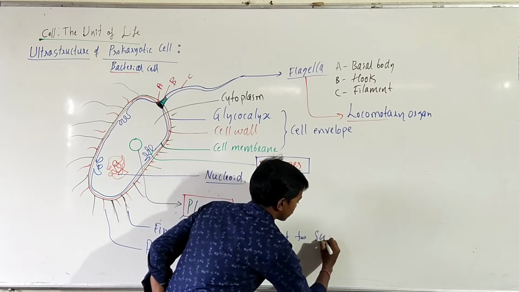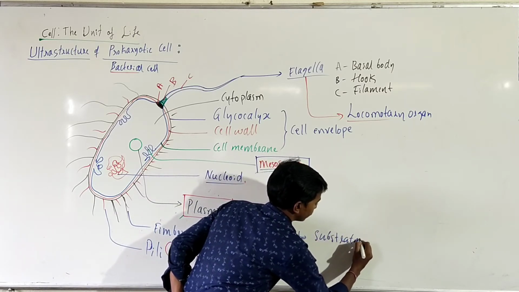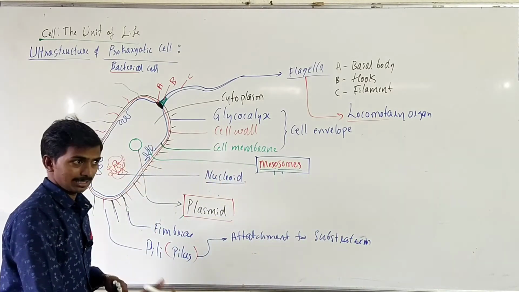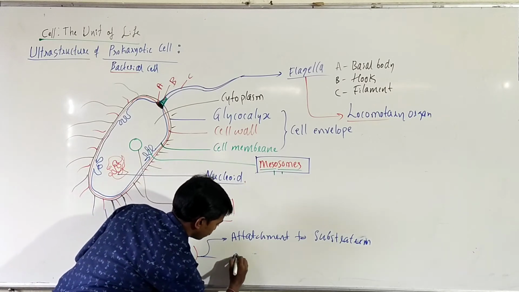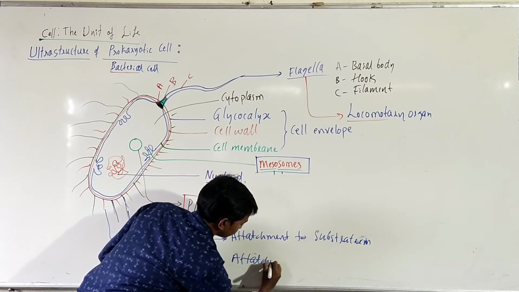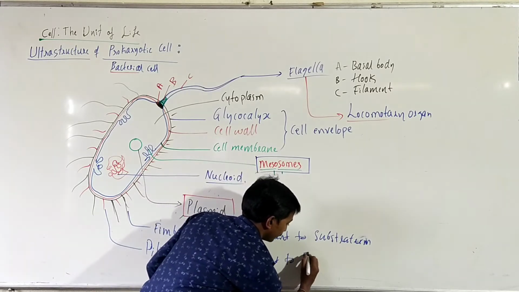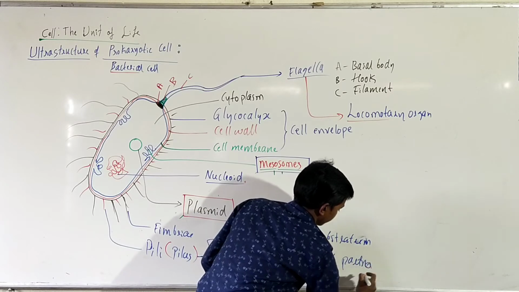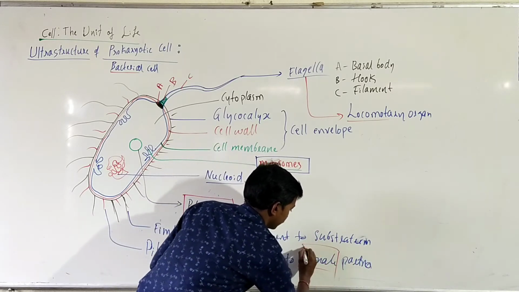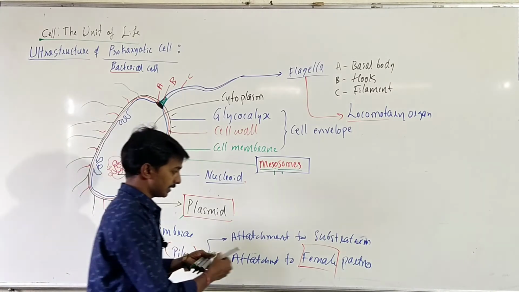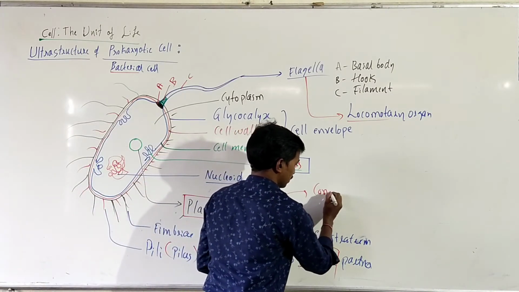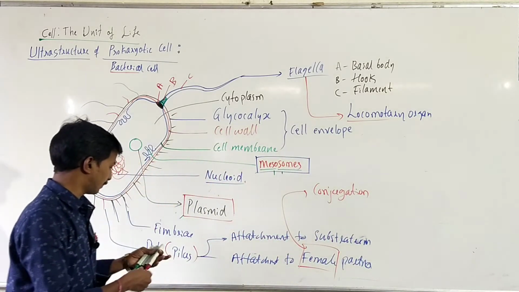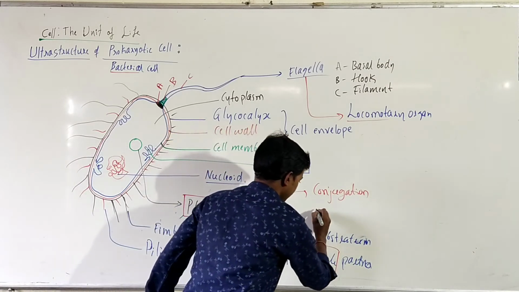Attachment to substratum means to the surface of the land or water, anything. Then attachment to the female partner. Attachment to the female partner during sexual reproduction, that is, during conjugation. Hence the pili are most commonly known as sex pili.